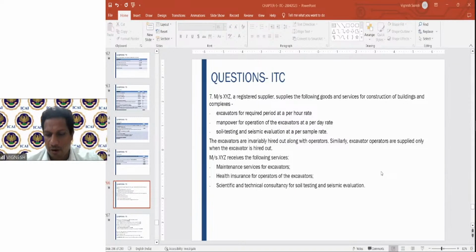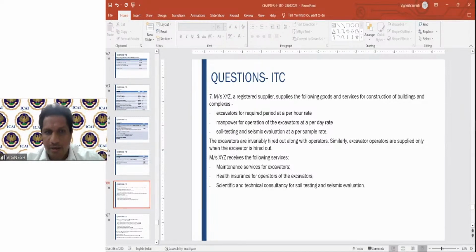Problem number 21 of your study material, 8.138. Problem number 21. This is fairly simple, I won't say simple, but the provisions you should be able to recollect easily.